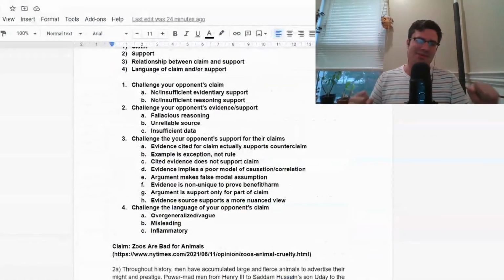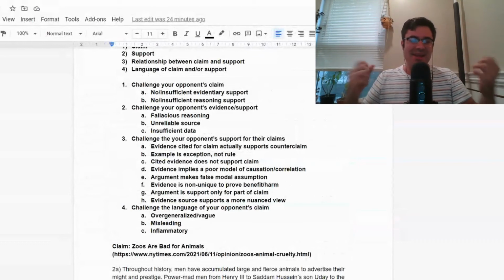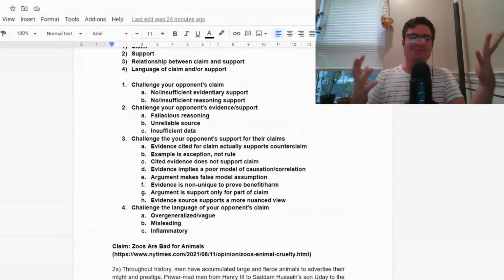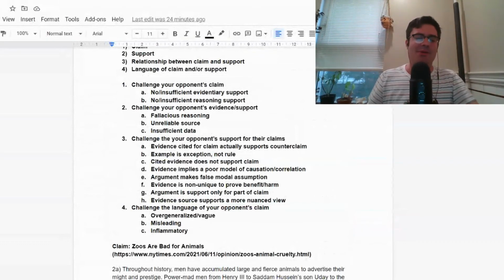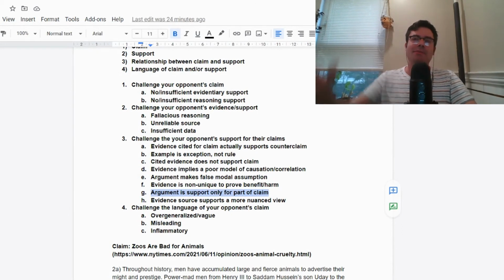I'm really beating up on this one person's argument, but it's just to make points. We could probably do this for anything, which is part of what makes it interesting. You can find ways of rebutting lots of arguments. Okay. 3G, the argument is support only for part of the claim. So in an argument, this often looks like mitigating the force of a particularly strong argument of your opponent.